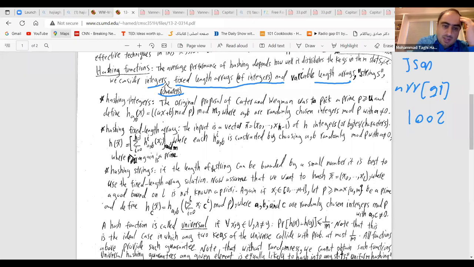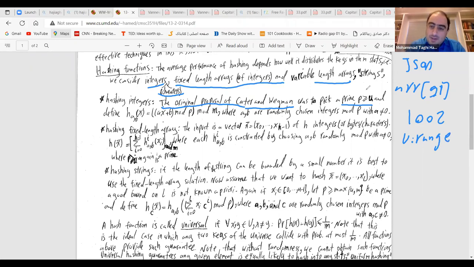So let's start with integers. How can we do that? This is the original proposal. Again, the whole idea is that we need to use a little bit of randomization such that the chance of collision goes down. This is the original proposal of Carter and Wegman: pick a prime number P greater than or equal to U. U is the universe, or the range.